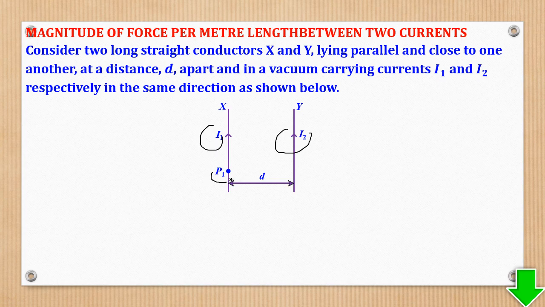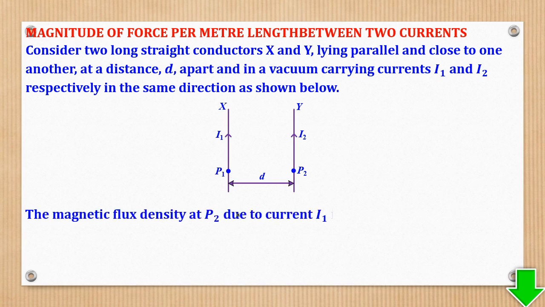So let us choose a point P1 on wire X and a point P2 on wire Y. In other words, we want to get the force per meter on this wire due to this, and also the force per meter on this wire due to this. To do that, you need to get the flux density at point P1 due to current through Y, and also the flux density at point P2 due to current through X. So you shall see that the magnetic flux density at P2 due to current I1 is given by this.